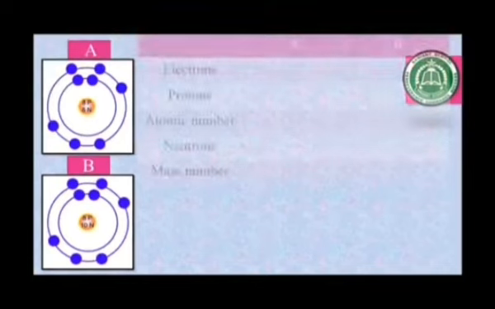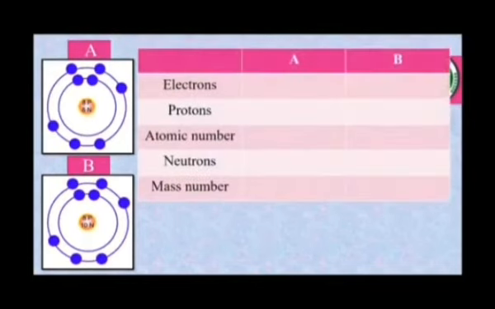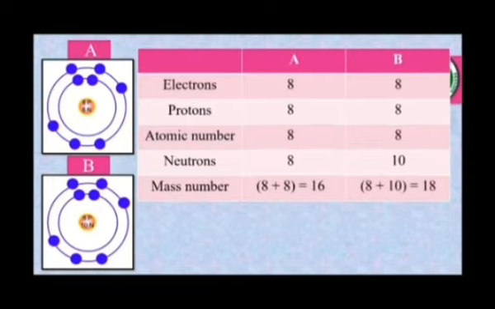Okay, now in structure A, how many electrons are there? 8. Number of protons? 8. So atomic number will be 8. Number of neutrons is 8. So mass number is 16. In structure B, 8 electrons are there and 8 protons. So atomic number will be 8. Number of neutrons is 10. So mass number will be 18.